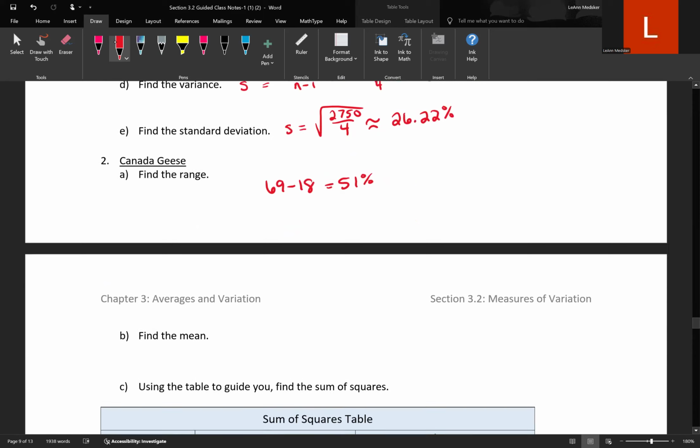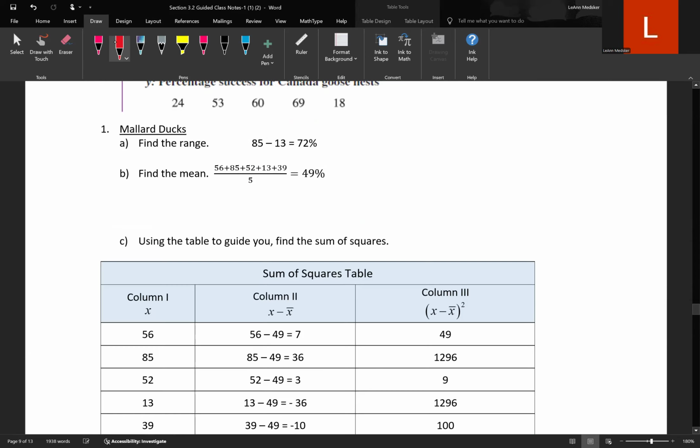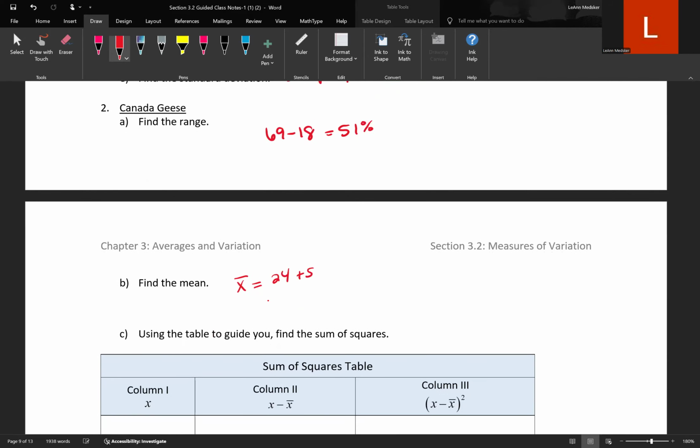Then we're going to do the mean. So we need to get our sum of all of our geese, which is 24 plus 53 plus 60 plus 69 plus 18. And we're dividing again by 5 locations that they source this from. This equals 224 over 5. So that's 44.8% if we do that on our calculator.